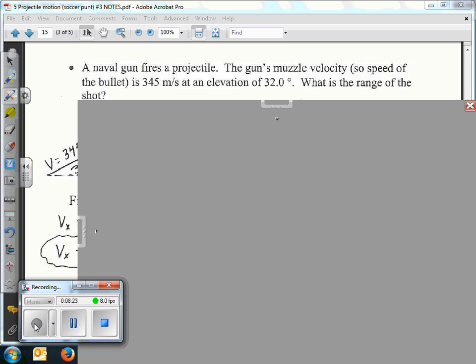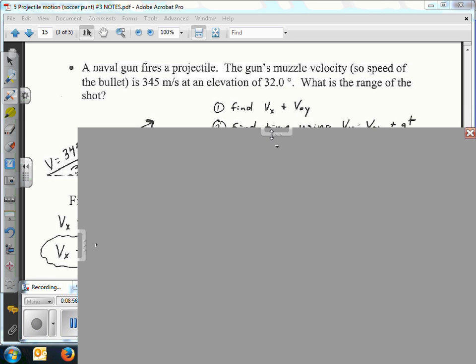Okay, so those are all good questions, and I guess what it came down to is that we have to believe that the x and y parts of this act independently. There's acceleration on the y only, not on the x, so we have to split them up to do the math. So let's try this next one. It says a naval gun fires a projectile. The gun's muzzle velocity is 345 meters per second, and it's at an elevation of 32 degrees. What is the range of the shot?